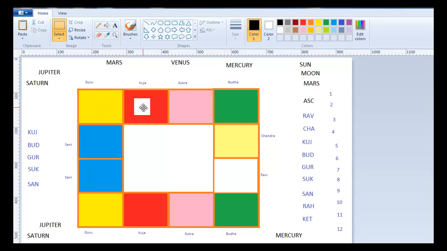In the Indian language, this one would be Mesha Rasi, Rishabha Rasi, Mithuna Rasi, Karkataka Rasi, Simha Rasi, Kanya Rasi, Tula Rasi, Vrishchika Rasi, Dhanus Rasi, Makara Rasi, Kumbha Rasi, and Meena Rasi.